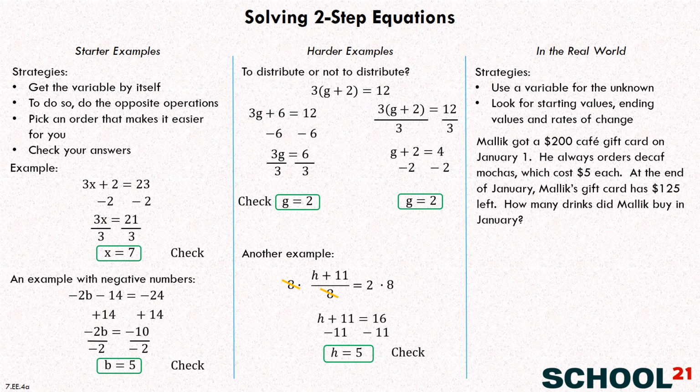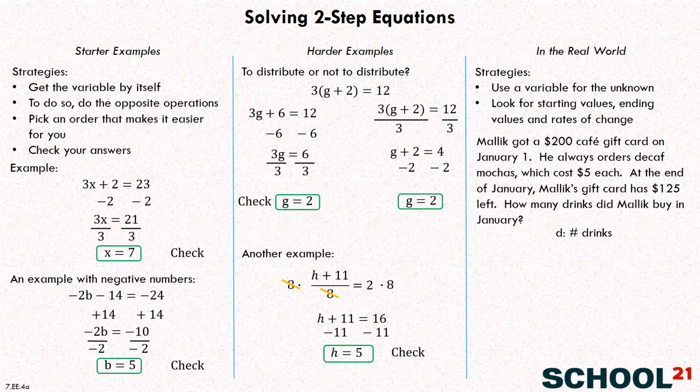Okay, so this is a word problem, and there's a lot of numbers and words in here, so you might be having trouble making sense of all of it. So let's make sure and follow our strategies. First, what's our unknown? A lot of times we can find the unknown by looking for a question, and usually it's towards the end of the problem. How many drinks did Malik buy in January? That's what we're looking for. So let's assign that a variable. We'll say D is the number of drinks.